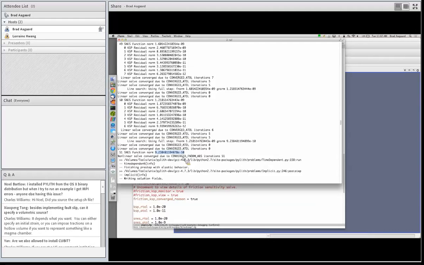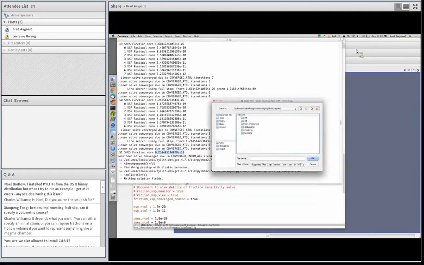My linear solve residuals are smaller than my nonlinear solve residuals. That's good. This is the type of behavior I expect to see when things are converging properly. So let's see. 30 hex 8 outputs. Well, my step 11.